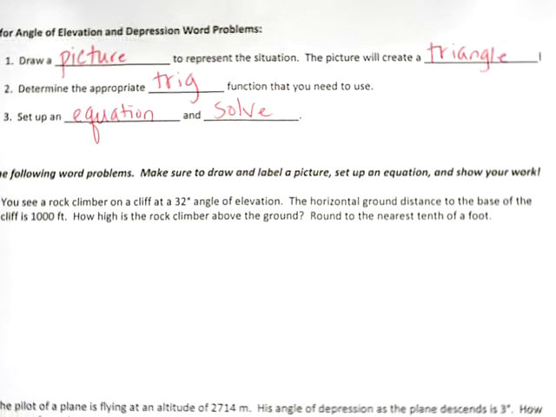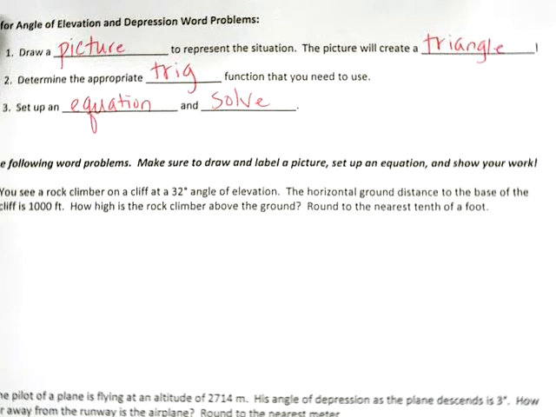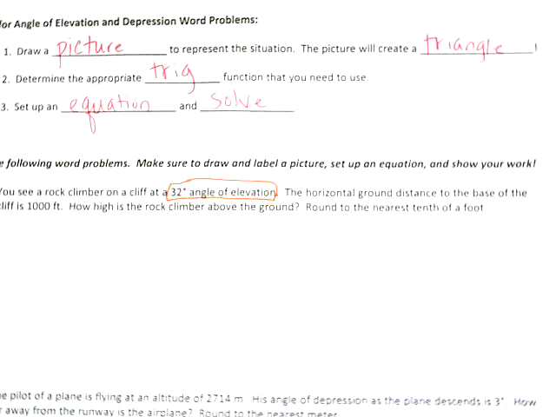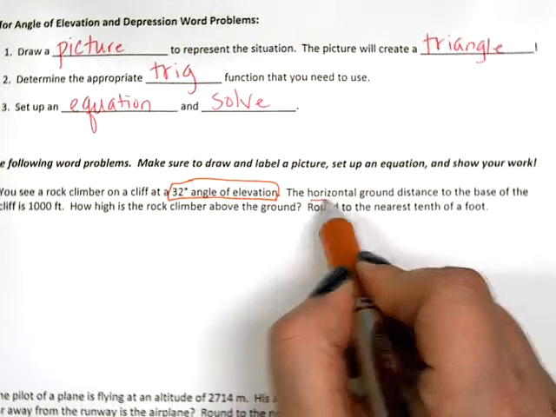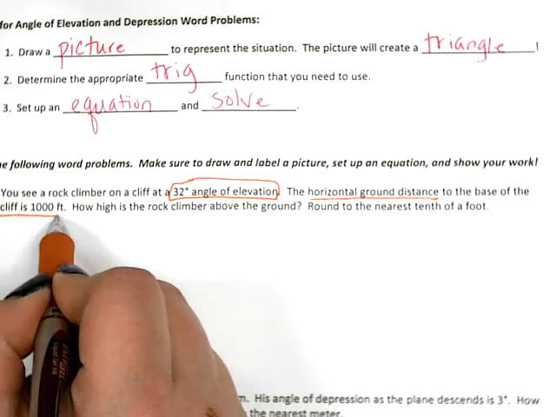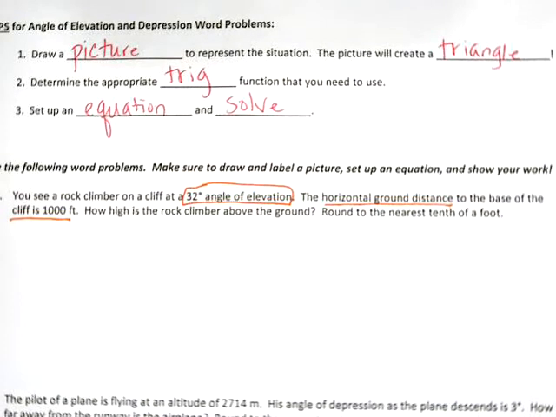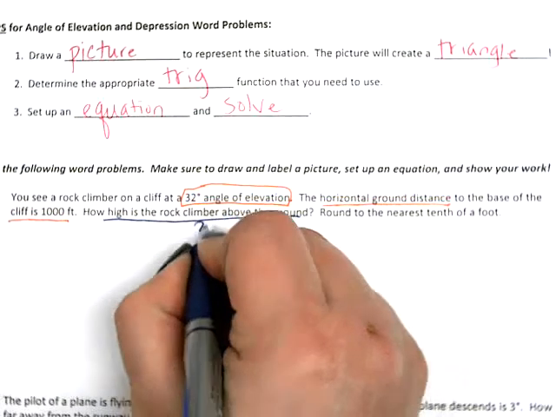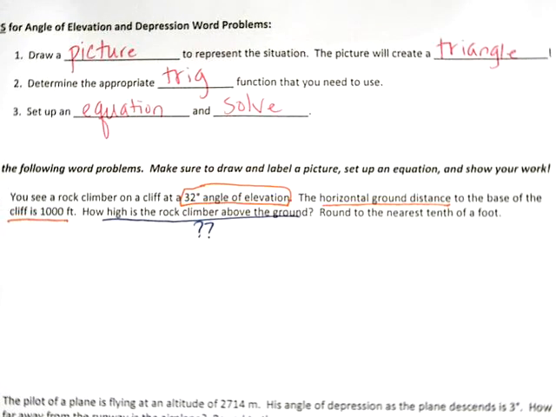So, number 1. You see a rock climber on a cliff at a 32-degree angle of elevation. So I'm going to go ahead and highlight that real quick. The horizontal ground distance to the base of the cliff, so horizontal ground distance, is 1,000 feet. All right. How high is the rock climber above the ground? So that's what we're looking for there. That's the unknown, is how high up is he? Okay. So we have to think about what this is going to look like.